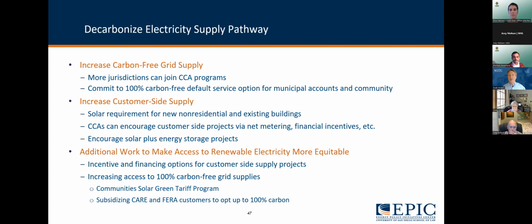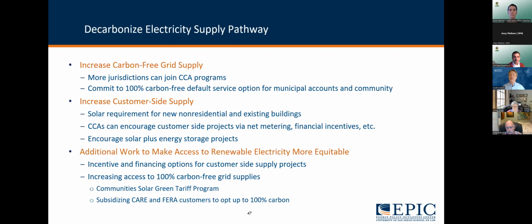So on the electric supply side, we think there's an opportunity to increase carbon-free grid supply. We have a state law. Community choice aggregations are accelerating the content of renewable electricity. More jurisdictions can join the current CCA programs, which have a higher average content, and jurisdictions can commit to 100% carbon-free for default service for their community and for their municipal accounts.